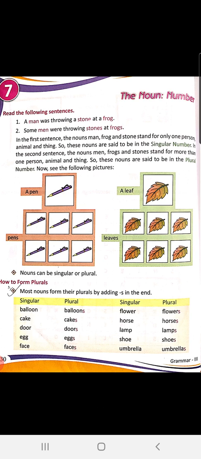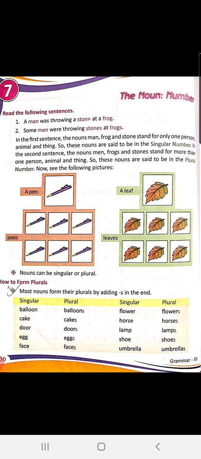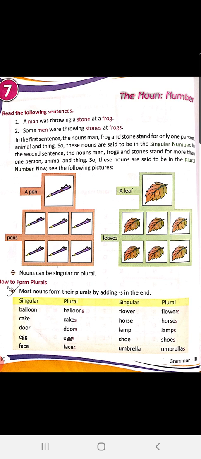Then there are pictures in front of you. A pen, one single. A leaf, single. Pens, leaves. You can see F is there in leaf, so you've removed F and added VES to it. Okay. So nouns can be singular or plural. You should know to identify a singular noun and plural noun. That means you can tell that this noun is singular or plural, and you should even know how to convert a singular noun to plural and even a plural noun to singular.